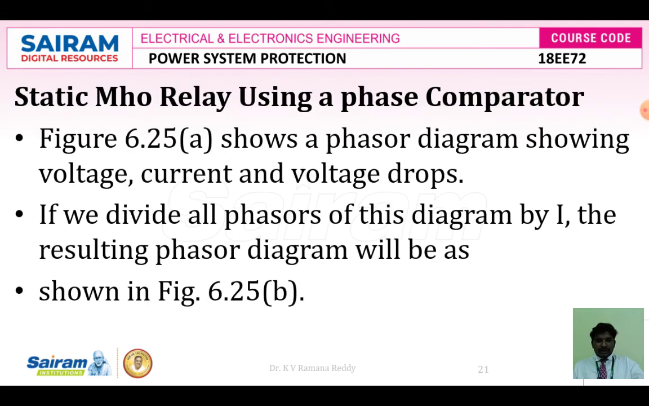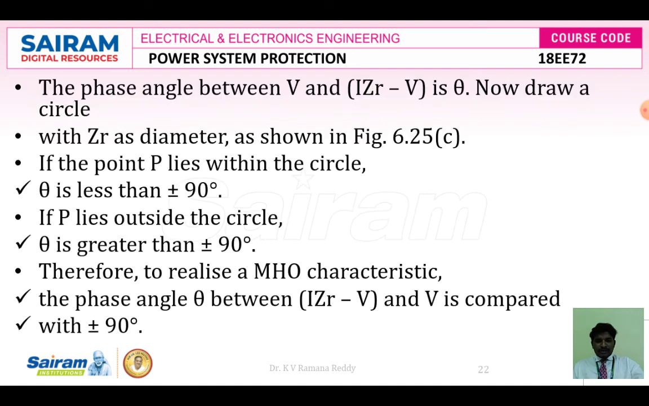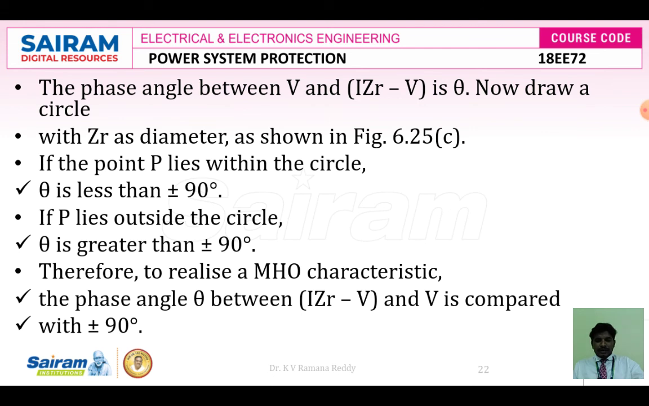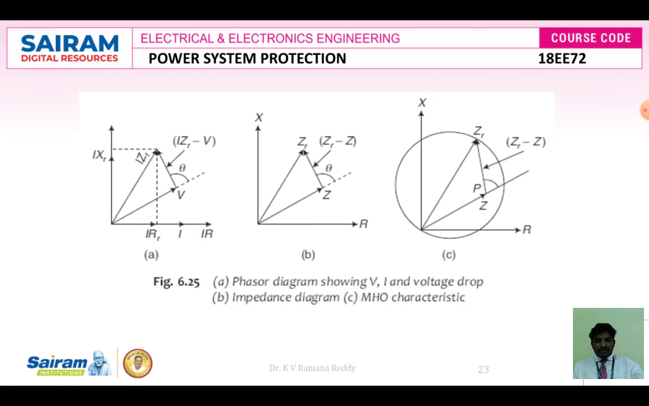And we can also use the static Mho relay as a phase comparator. In the case of a phase comparator, the theta value should be less than 90 degrees, then it is going to produce positive torque. If the theta value is greater than 90 degrees, it is going to produce reverse torque so as to close the circuit breaker.